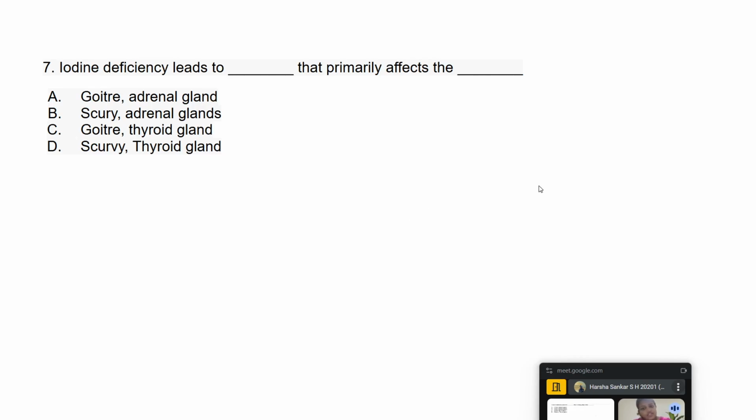Iodine deficiency leads to dash that primarily affects the dash. Option A, goiter, adrenal gland. Option B, scurvy, adrenal gland. Option C, goiter, thyroid gland. Option D, scurvy, thyroid gland. Its question is about iodine deficiency. Iodine deficiency leads to what kind of disorder?